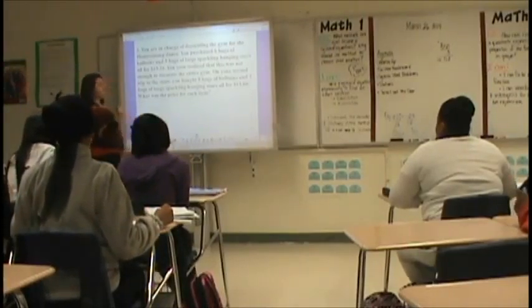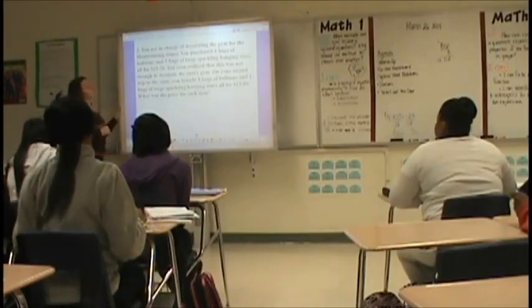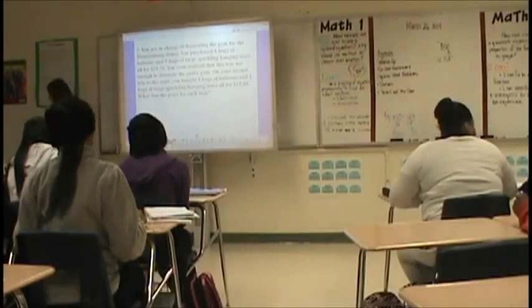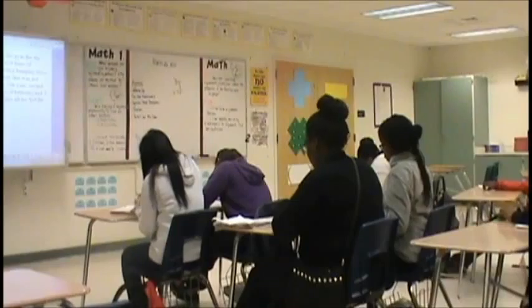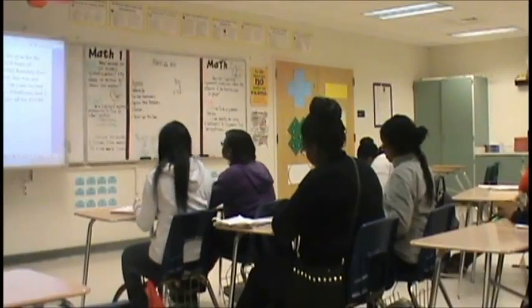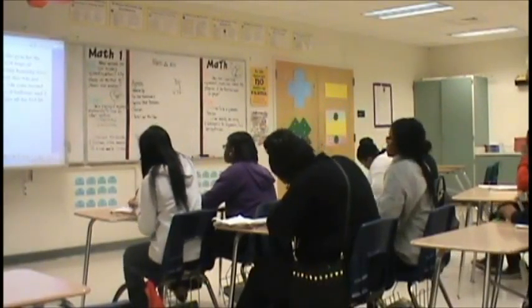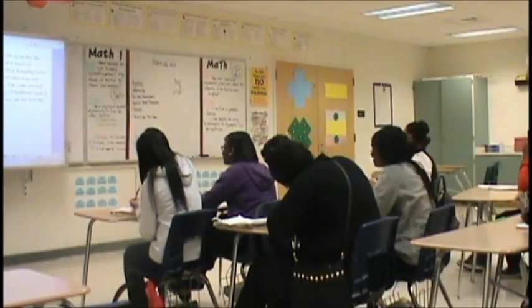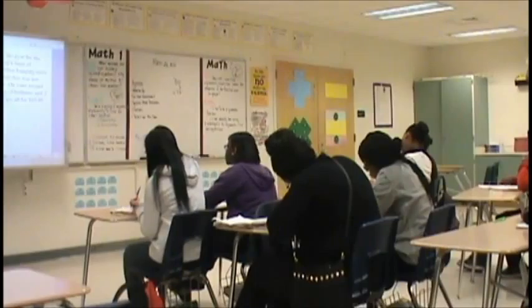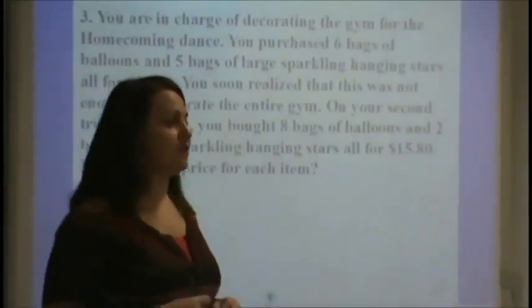Balloons and stars. So go ahead and define your variables. So what are the 2 things that we're talking about? Balloons and stars. Large sparkling hanging stars. You can write that if you want to, I'm not. Balloons and what? Stars. Guys, make it as simple as you can.